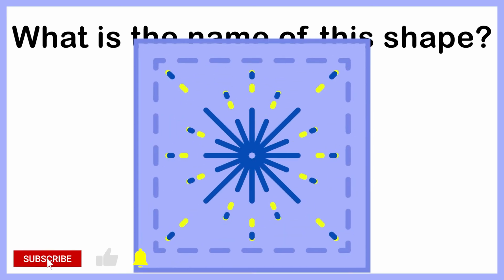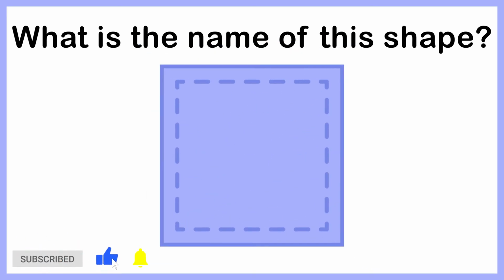What is the name of this shape? It has 4 corners and 4 equal sides. It's a square. What can we find that are squares?